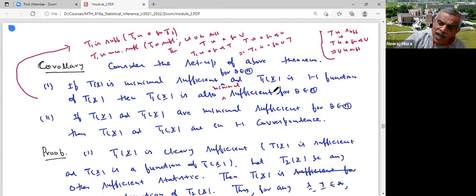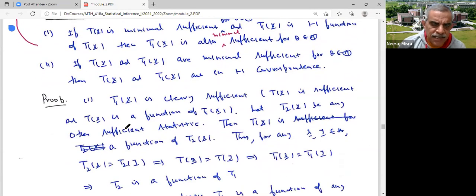So if you have a minimal sufficient statistic, then any one-to-one function of a minimal sufficient statistic is again a minimal sufficient statistic. So in that sense, a minimal sufficient statistic is not unique, because you can pick one minimal sufficient statistic, then any one-to-one function of that would again be minimal sufficient.